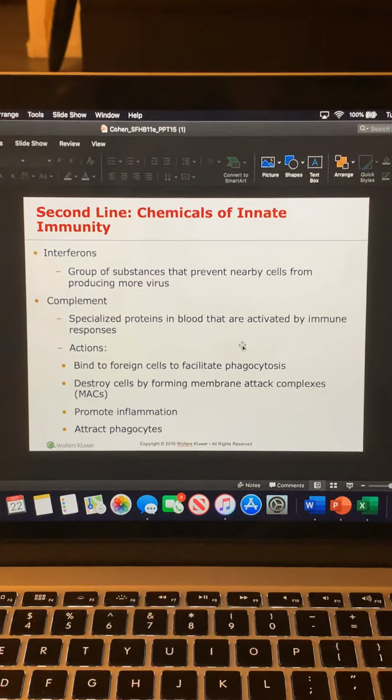Inflammation, interesting factoid you should know about it is that the inflammatory reaction, you should know exactly what happens in that reaction, which is on this slide.